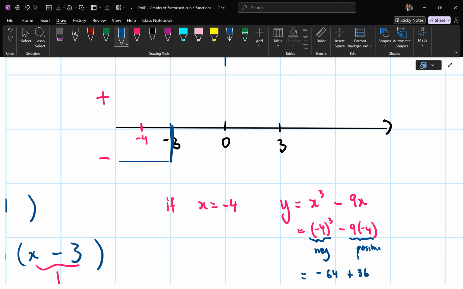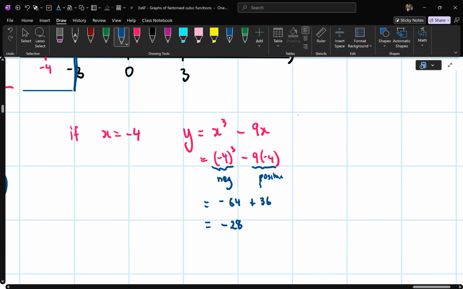-2 works, but I think a better answer is -1. -1 is between -3 and 0. I picked -1 because it's easier to sub in. So then I would say, all right, let's do it again.